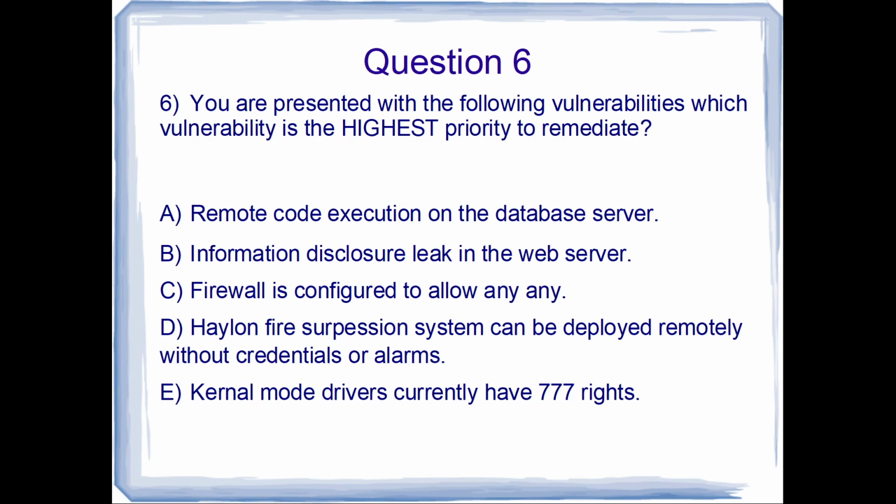A, okay, and D. So, let's see. I'm going to read it one more time. You are presented with the following vulnerabilities. Which vulnerability is the highest priority to remediate? Remote code execution on the database server. Information disclosure leak into web server. Firewall is configured to allow any. Halon fire suppression system can be deployed remotely without credentials or alarms. Or kernel mode drivers currently have 777 writes.